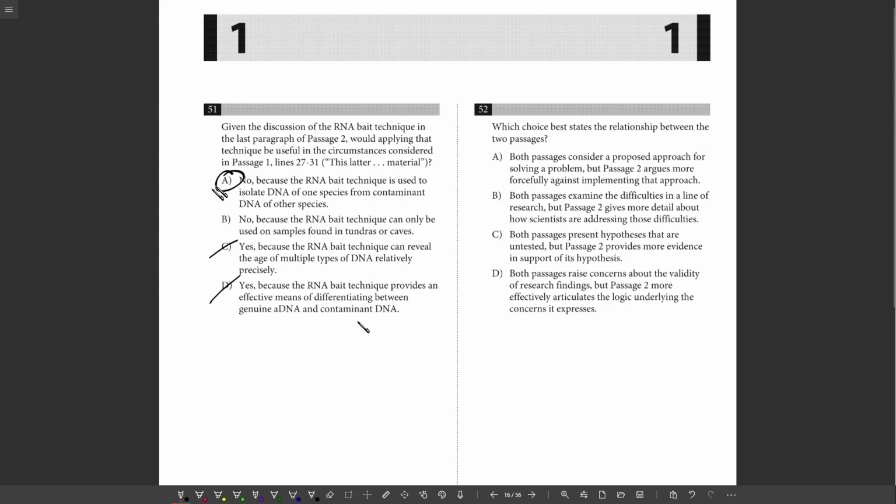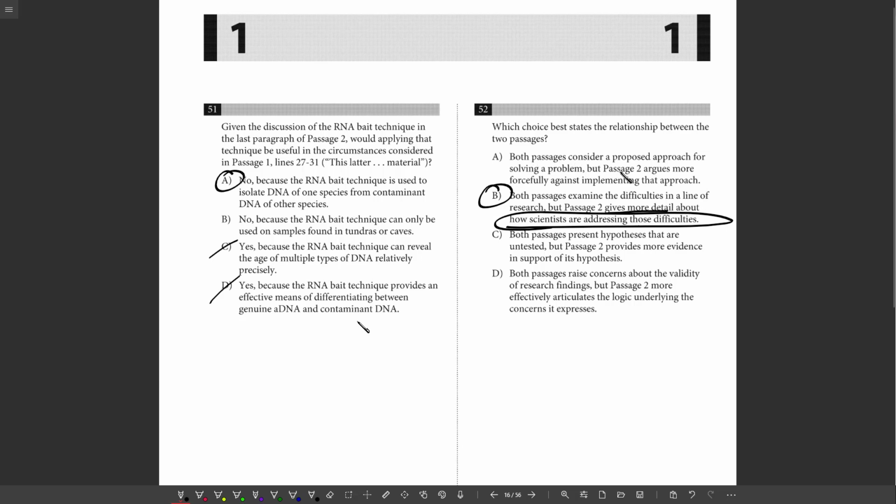So they have some agreement. I would say it's more of a mixed relationship. They agree on the problem. I think 2 is a bit more optimistic in what can be done. And so I look at B. Both passages examine the difficulties in a line of research, but passage 2 gives more detail about how they're trying to address those difficulties. So yeah, B is laying out, here are some actual ways, techniques, technologies that can be used to fix this problem. Passage 1 doesn't really do that. It focuses more on the problem.